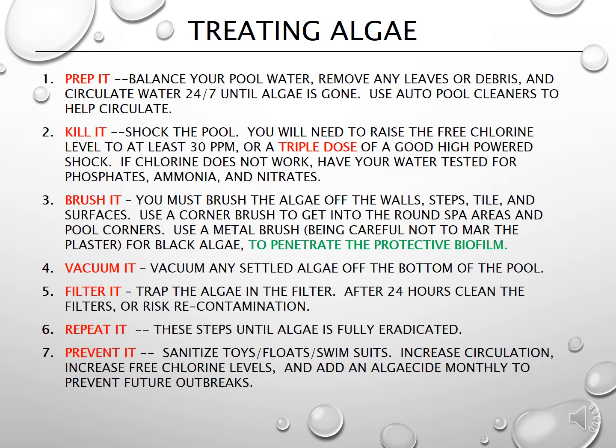Step 6 is to repeat it. You want to repeat these steps until the algae is fully eradicated, and you may need to repeat this process 2 or 3 times. Step 7 is to prevent it. Sanitize all your toys, floats, swimsuits, your brush head, your vacuum head, and increase your circulation and increase free chlorine levels for a little while. And also begin a monthly algicide program to prevent future outbreaks.